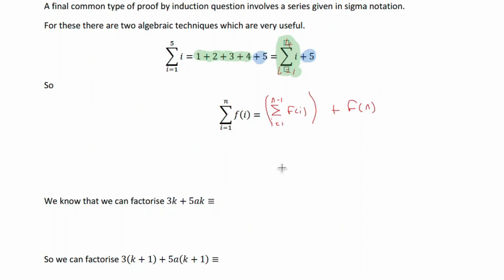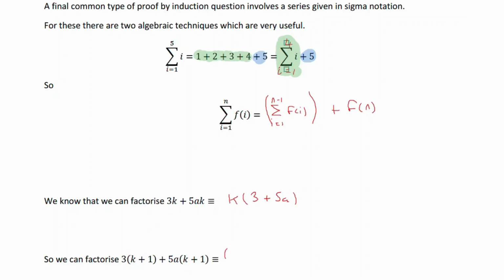The second useful algebraic thing here is being able to factorize more complicated expressions. So we know that we can factorize 3k plus 5ak by bringing the k out the front. We get left with 3 plus 5a. But if you look at something like this, 3^(k+1) plus 5a^(k+1), it has exactly the same structure. Instead of k, we have k plus 1 in each case.